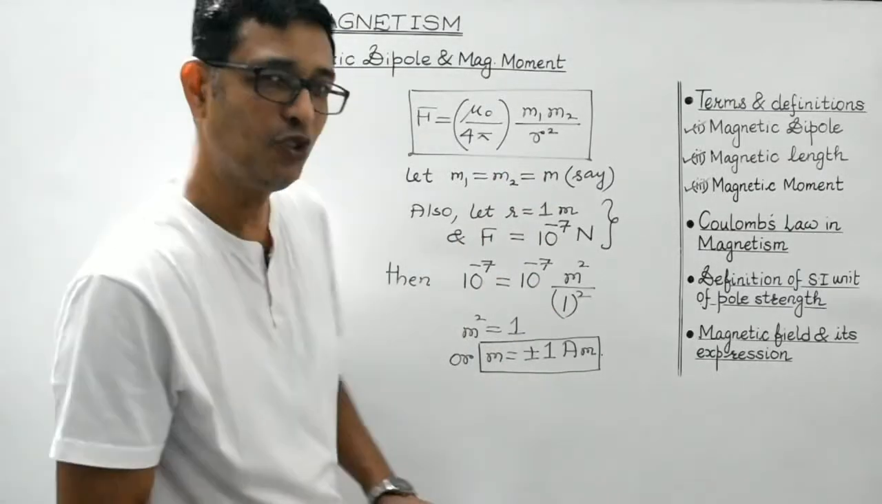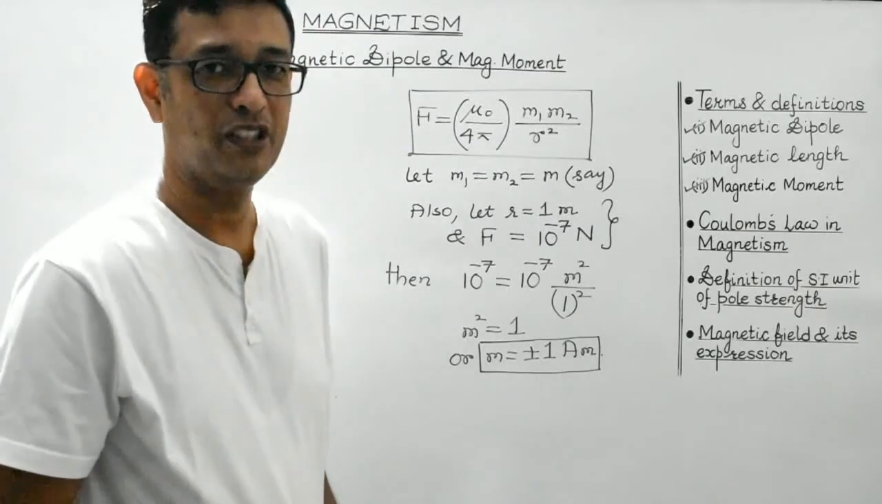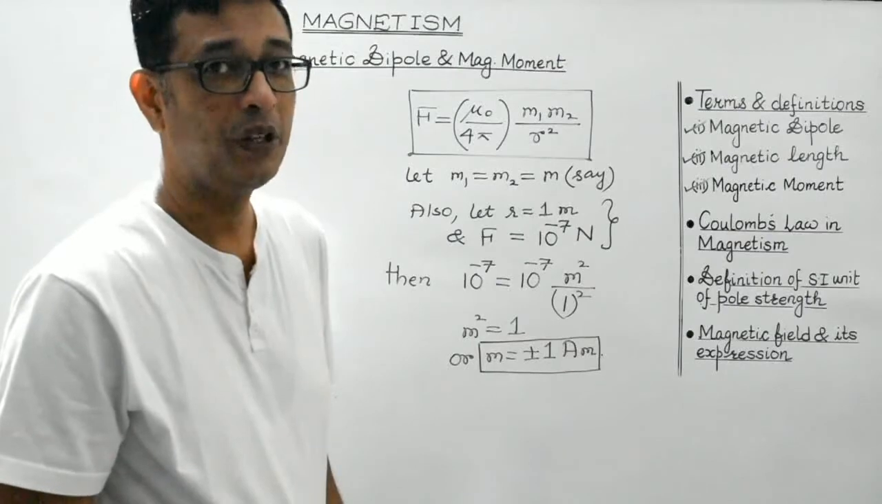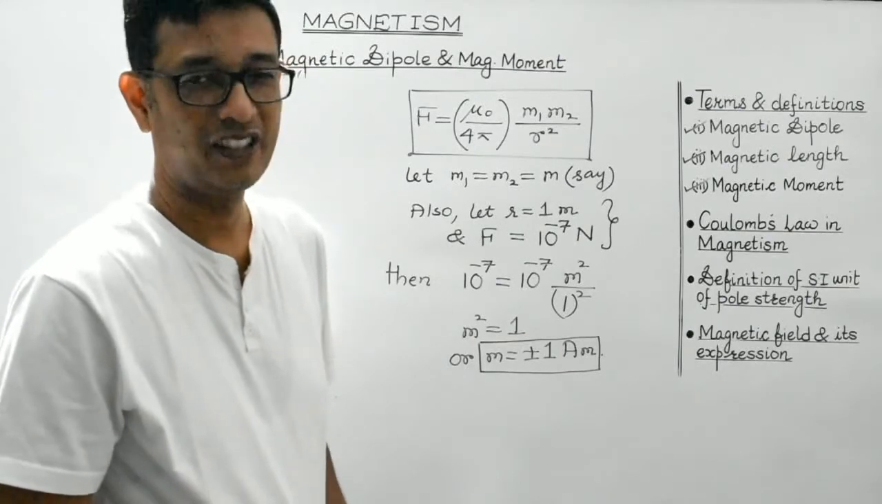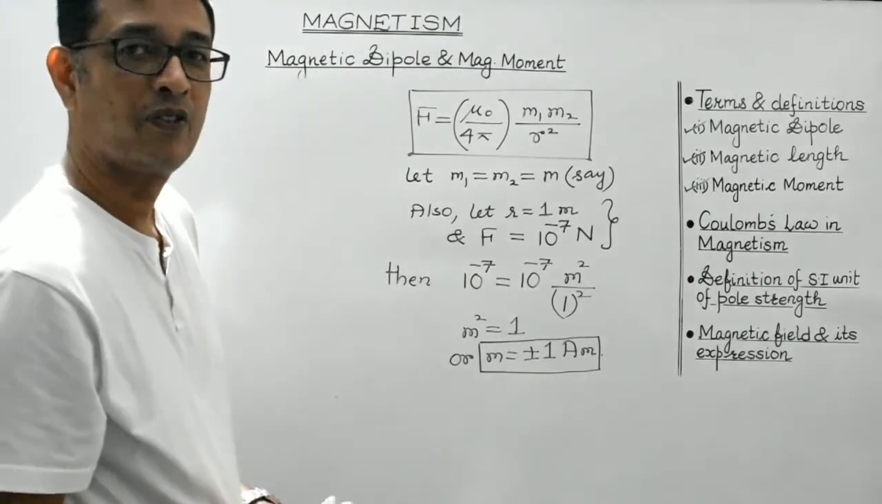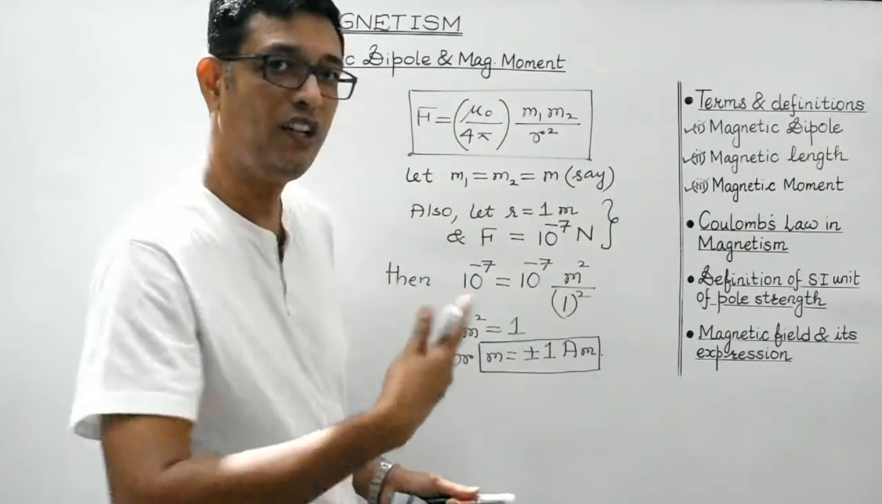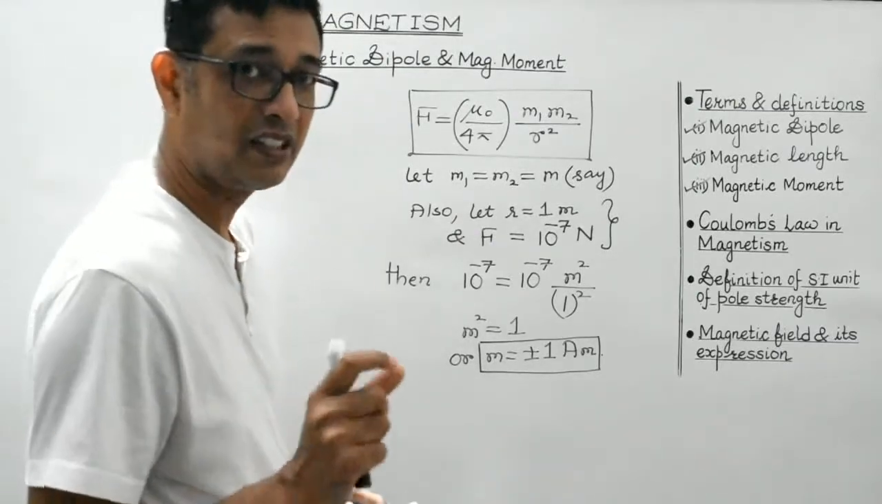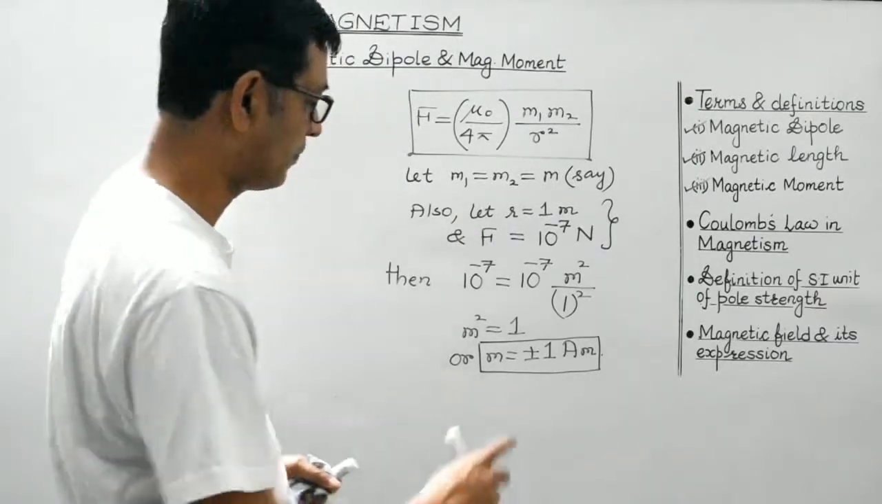Think over it, how to define 1 ampere meter, when the pole strength of a magnet can be said to be 1 ampere meter. Can you try, students? It's pretty simple. You have to convert it into your own language. Okay. Let's proceed, right? Concentrate on the definition.